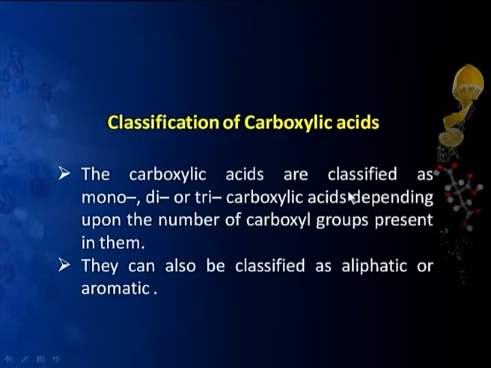They can also be classified as aliphatic or aromatic, as I mentioned before. When this carboxyl group is attached to some aliphatic system, some carbon chain, they are called aliphatic acids, and when this carboxyl group is attached to some aromatic ring, they are called aromatic carboxylic acids.